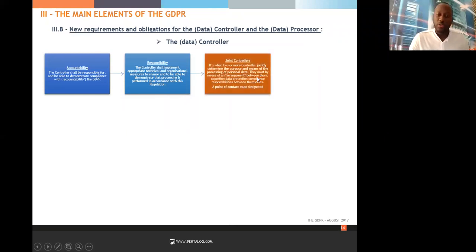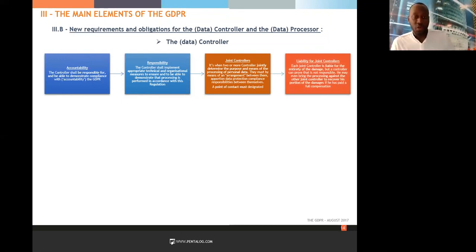Joint controllers. We speak of joint controllers when two or more controllers jointly determine the purposes and means of the processing. There must be an arrangement between them, maybe in a contract, in compliance with the GDPR, and you have to designate a point of contact. If you are joint controllers, you are going to be jointly liable, or each joint controller is liable for the entirety of the damage, but a controller can prove that it is not responsible and may even bring proceedings against the other controller, etc.